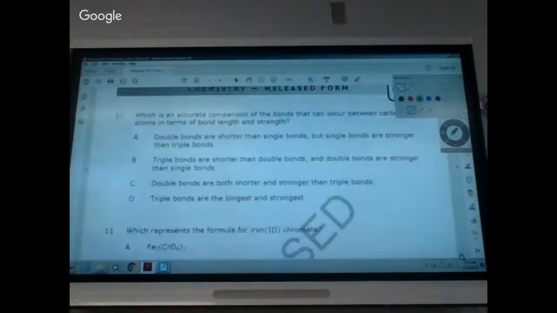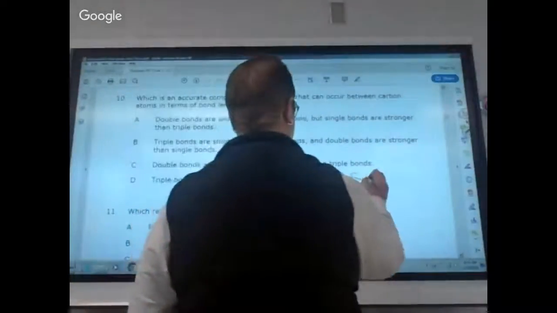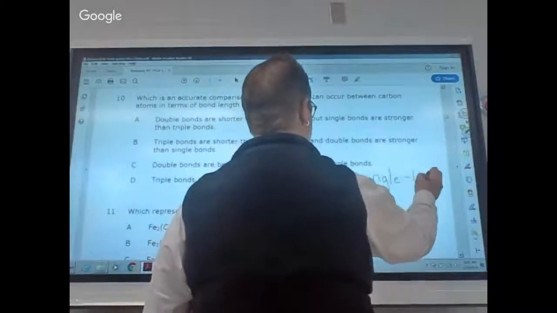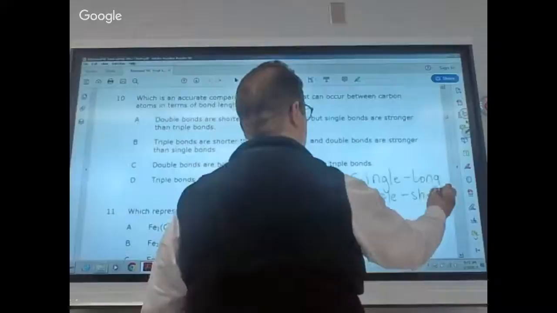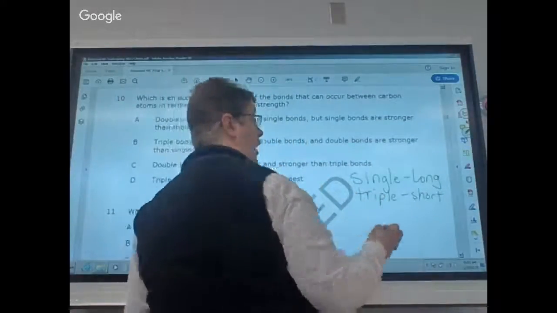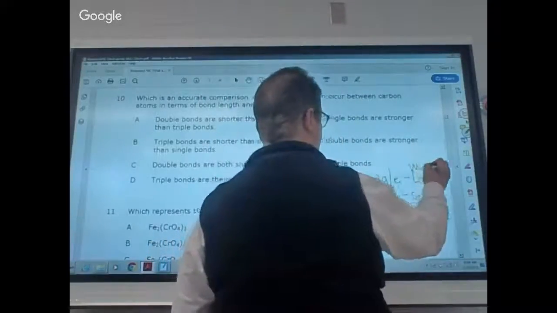All right. Now, this one kills me. Which is an accurate comparison of the bonds that can occur between carbon atoms in terms of bond length and strength? Who did we say was the longest, shortest, strongest, whatever? Single bonds are long. Single is the longest. But it's easiest to break. Triple is the shortest. It's the hardest to break. Okay, so that makes triple the strongest, and that makes single the weakest.